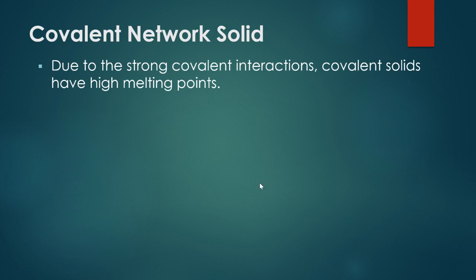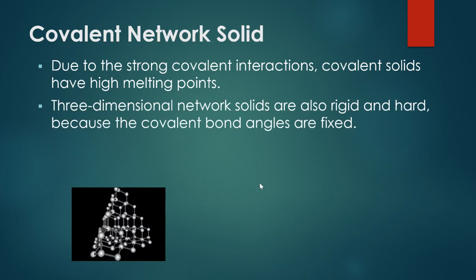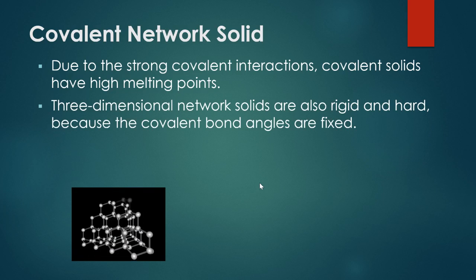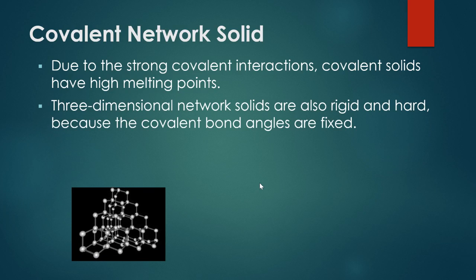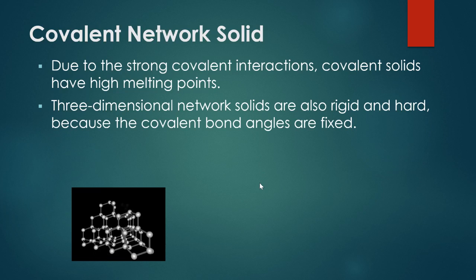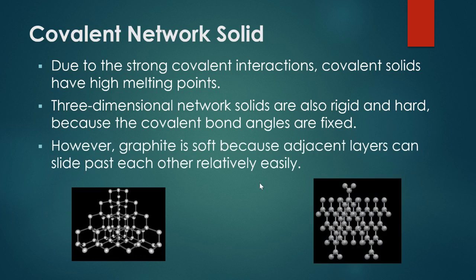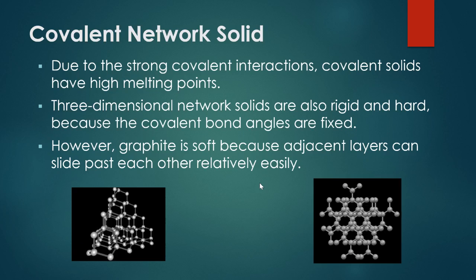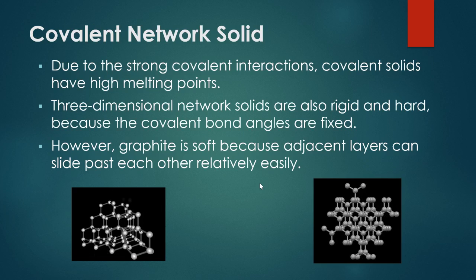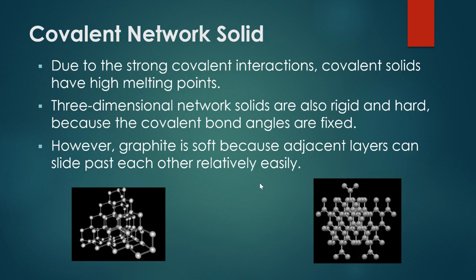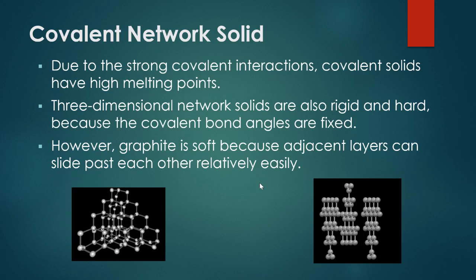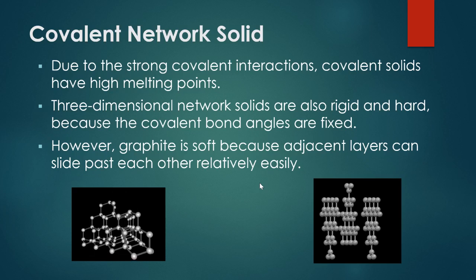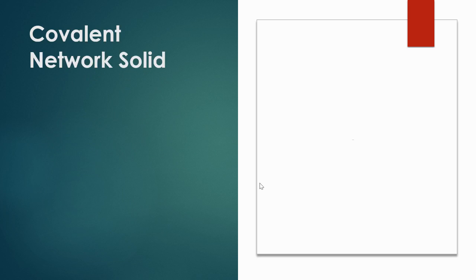Because of the covalent bonds between all of the atoms, covalent solids have high melting points. Three-dimensional network solids are also rigid and hard. Because the atoms are all connected to each other through covalent bonds, it's very difficult to break them apart. Graphite, however, is very soft, just because it is made of those two-dimensional sheets that can slide past each other very easily. These are the most common two substances you need to be familiar with when it comes to covalent network solids, but there are a couple more.